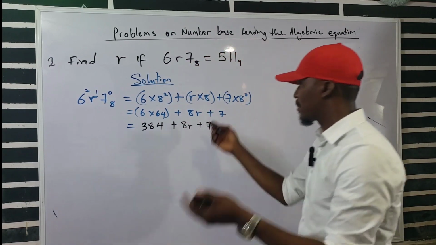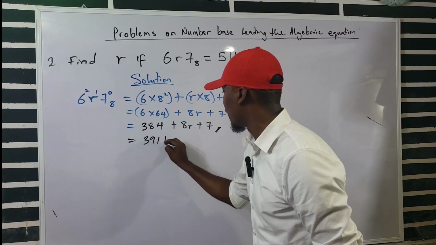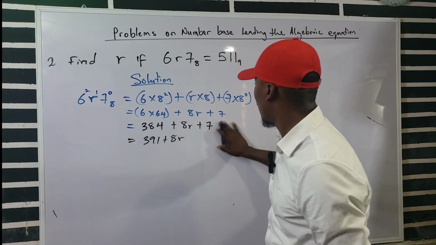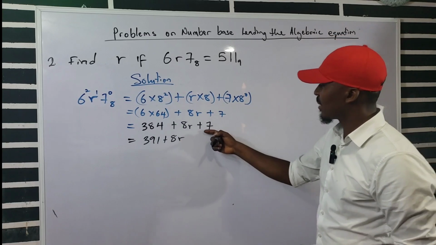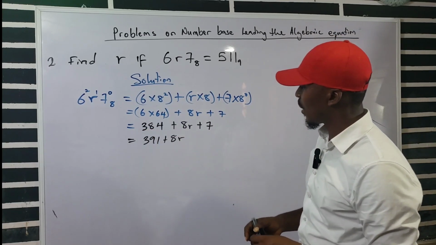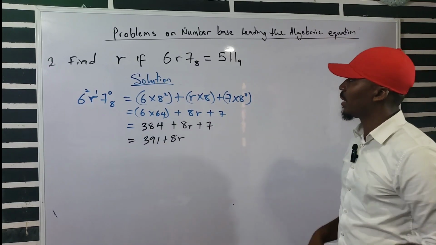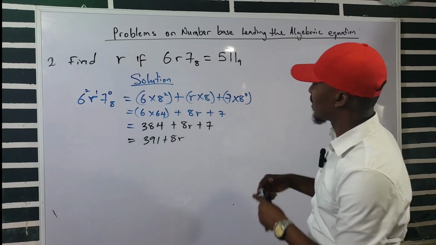So we are done with, you can simplify further. That will give you 391 plus 8r. Okay. So we add up, I added 7 plus 384. So we are done with the left-hand side. Let's come to the right-hand side.